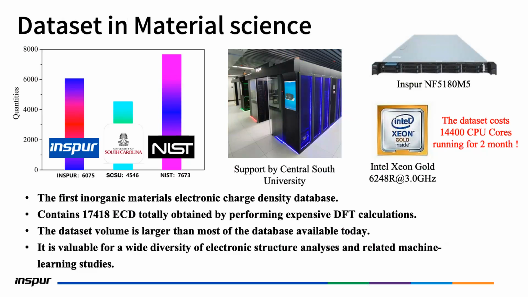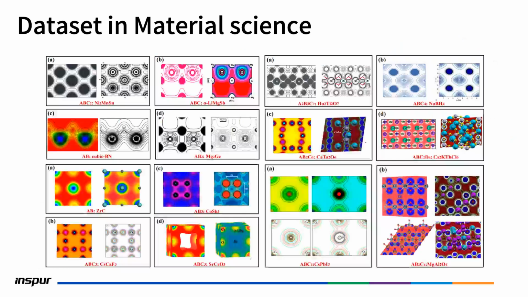To the best of our knowledge, there is no similar database today. The database is obtained by performing expensive density functional theory calculation, which is supported by China's Central South University. The computation used 14,400 CPU cores running for 2 months. The resulting database volume is larger than most of the databases available today. We believe that it will be useful for a wide diversity of electronic structure analysis and related machine learning studies.